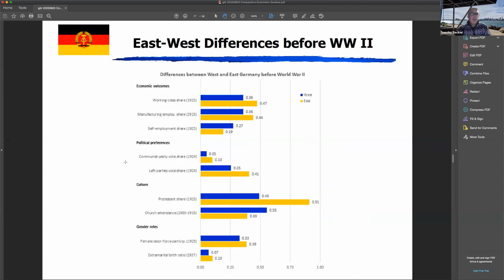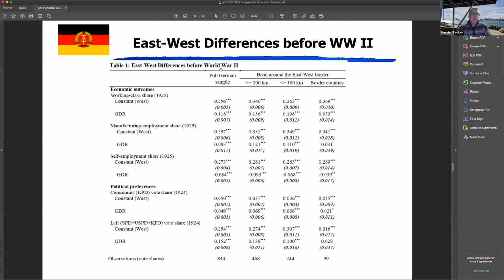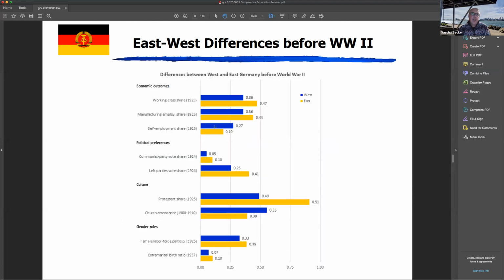All of them here are just shown as regression coefficients, always with the West as the constant term, and then the East displayed. And you see that in all these outcomes that I described, working class share, manufacturing employment, communist vote share, the cultural variables, gender, etc., we always see quite substantial East-West differences. In table form, it is exactly this column here, the full German sample, that is shown in these graphs.